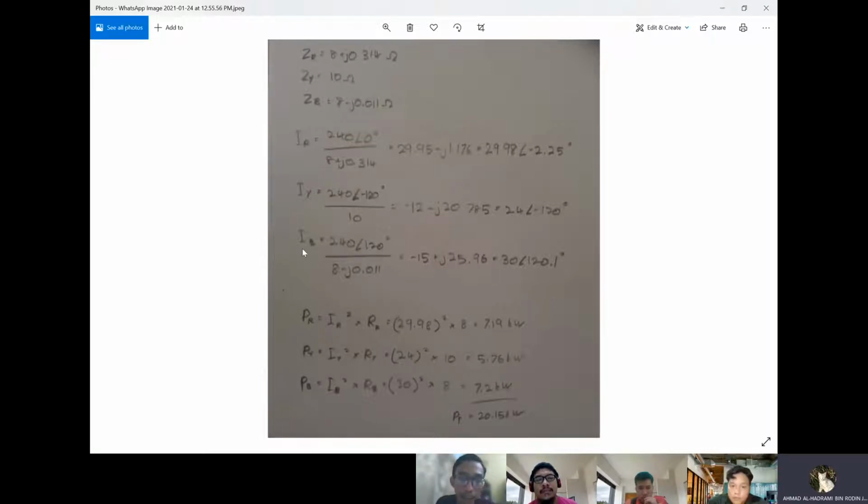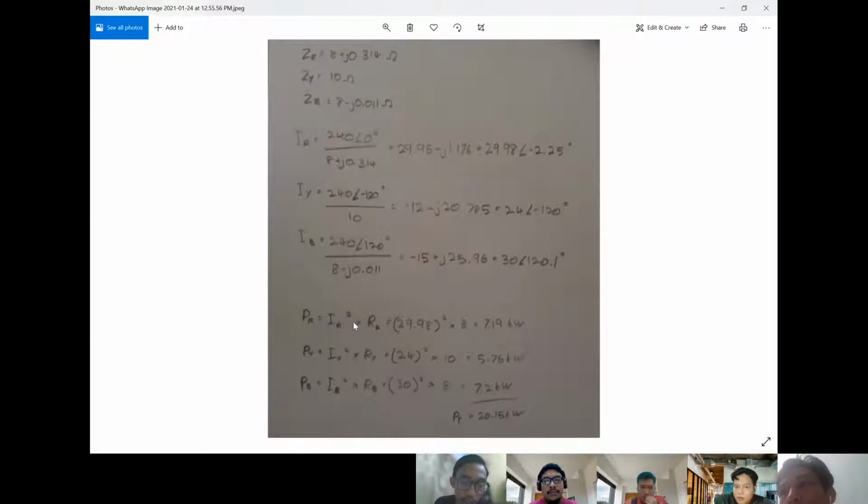So to calculate IB, the current in B, 240 phase 120 degree over 8 minus j0.011. So we get negative 15 plus j25.96, and in phase we got 30 phase 120.1 degree.